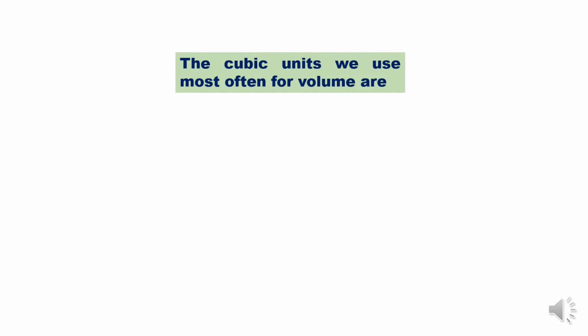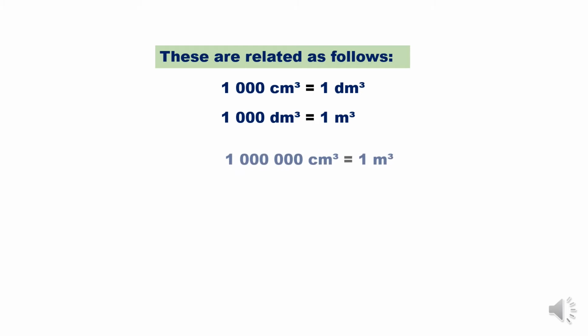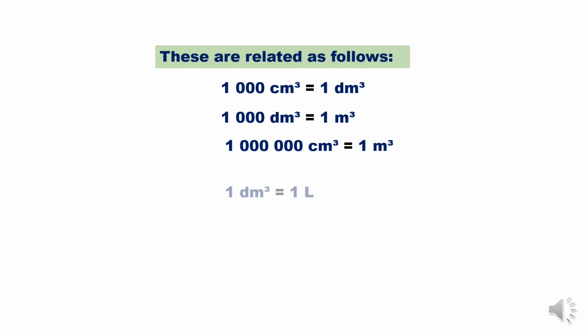The cubic units we use most often for volume are cubic centimeter, cubic decimeter, cubic meter, milliliter, and liter. These are related as follows, or the conversion. 1,000 cubic centimeter equals 1 cubic decimeter. 1,000 cubic decimeter is equal to 1 cubic meter. 1 million cubic centimeter equals 1 cubic meter.